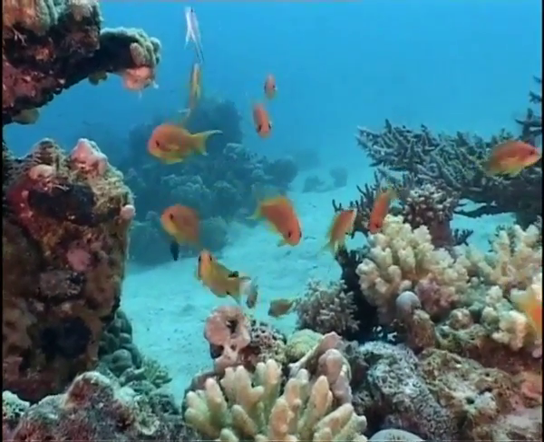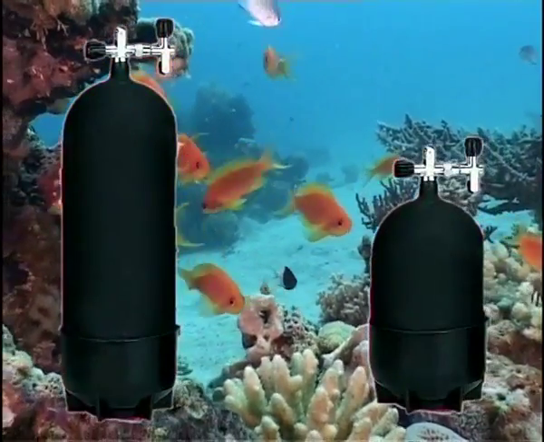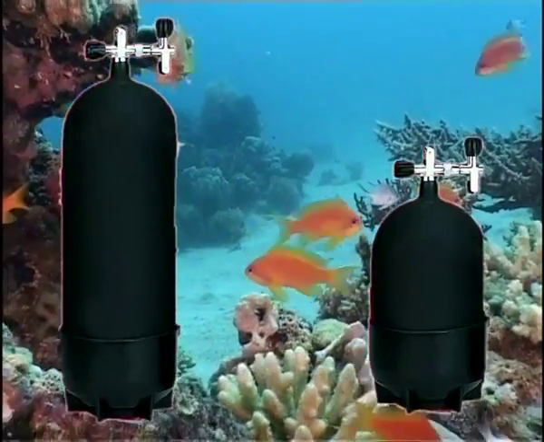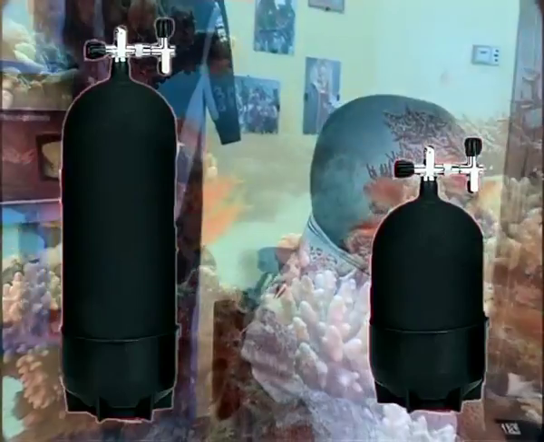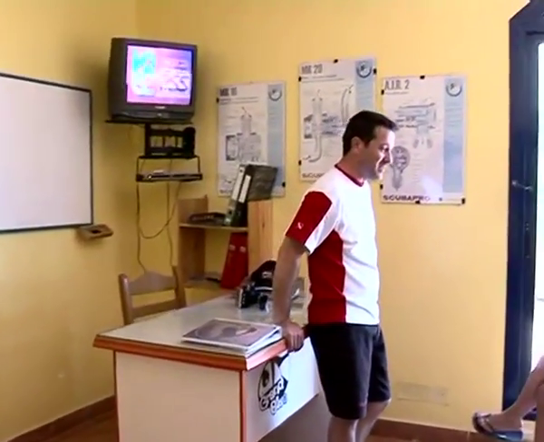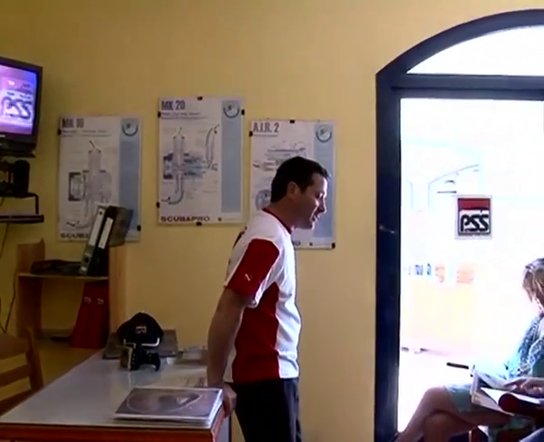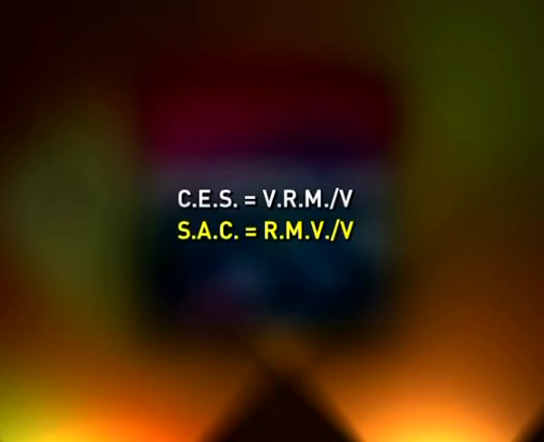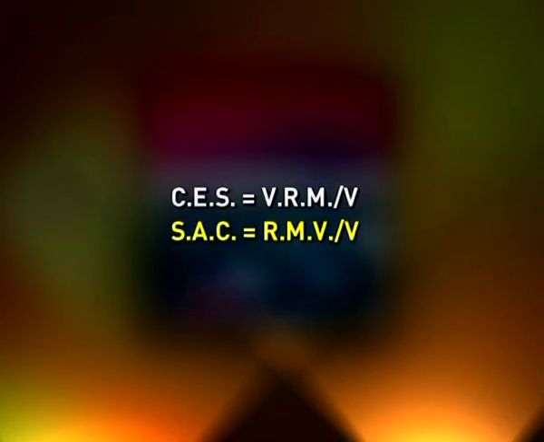The surface air consumption varies depending on the cylinder being used. This is because only the respiratory minute volume remains constant. To calculate the new surface air consumption using the metric system, just use the formula surface air consumption equals respiratory minute volume divided by cylinder capacity.